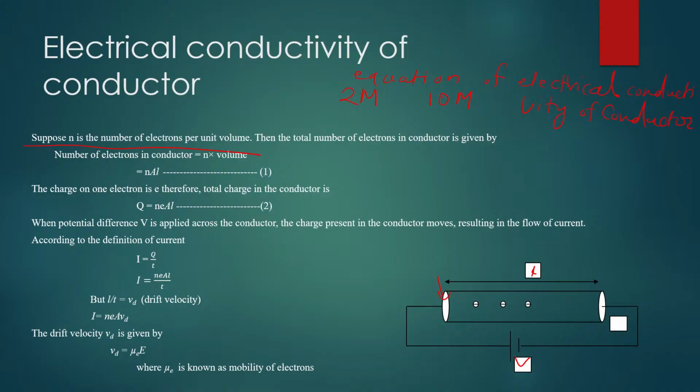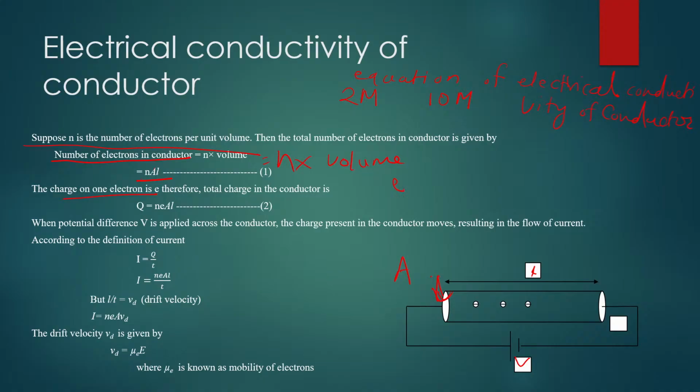So in that case, how many electrons are present inside that conductor can be found using the formula: number of electrons present in the conductor is equal to n multiplied by volume. The volume is simply length into area, L into A. Here n is the number of electrons present per unit volume, so the number of electrons is n A L. This is for finding the number of electrons in the conductor. Then the charge on one electron is e.